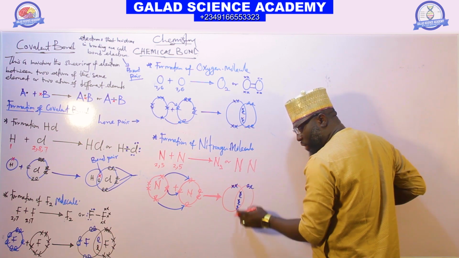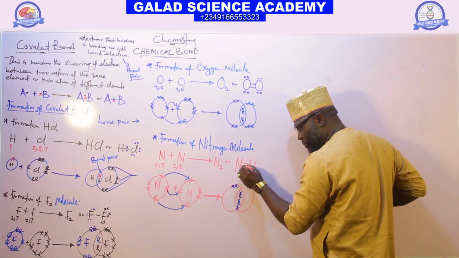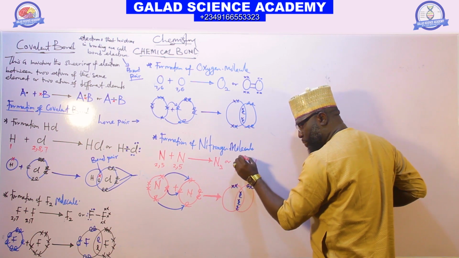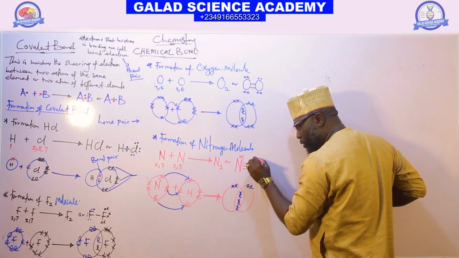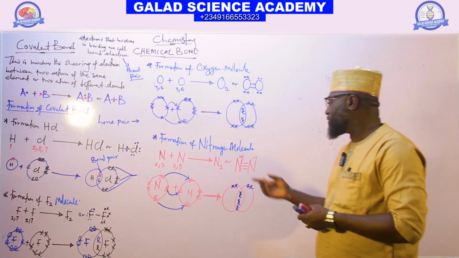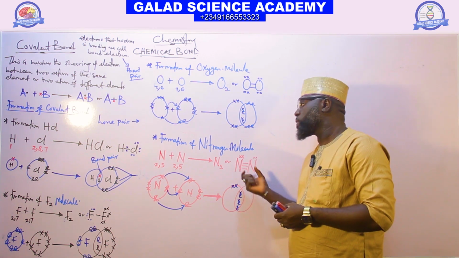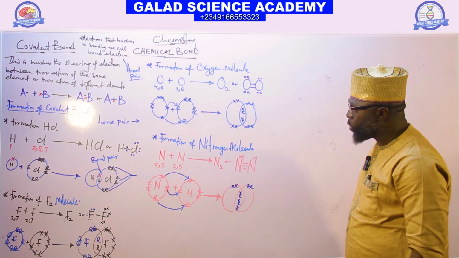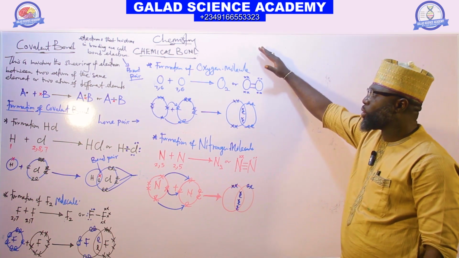And between the nitrogen, how many bonds do we have? Three: 1, 2, 3. Put X here, put dot here. So in the nitrogen molecule, we have 3 bond pairs and we have 2 lone pairs.